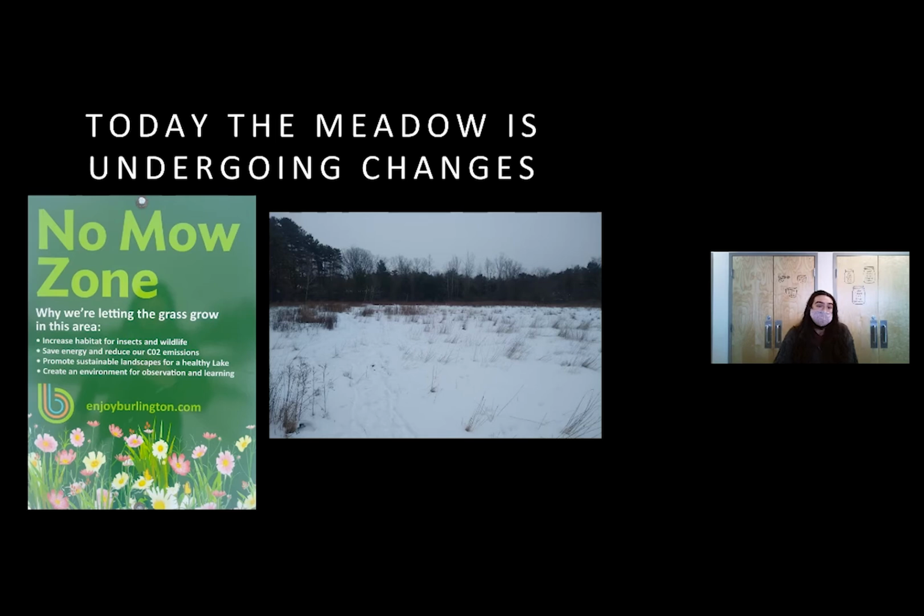They're saying that if they let the grass grow, let the shrubs grow, plant some trees, they're going to increase habitat for insects, as well as for the birds that eat those insects and the birds that nest in these shrubs. They're going to save energy and reduce CO2 emissions just because they're going to have all of the trees there, and the trees will also be shading things. They're going to promote sustainable landscapes for a healthy lake, so less runoff if there's more forest, and they're going to create more of an environment for observation and learning. I think those are really awesome goals for any kind of urban landscape.